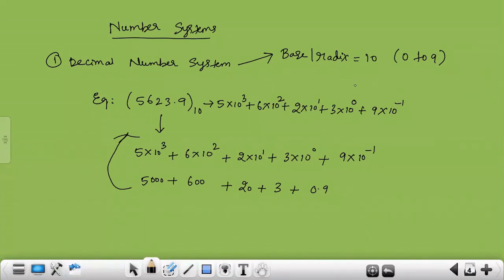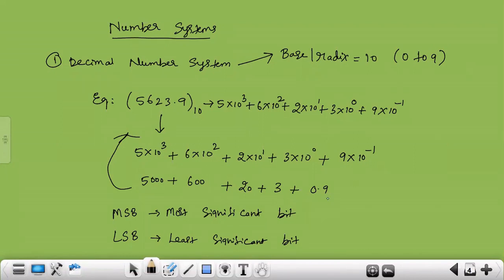After writing this, just write down one small word. We have something called MSB, the most significant bit. Similarly, we have one more term called LSB, the least significant bit. So MSB means most significant bit, and LSB means least significant bit.